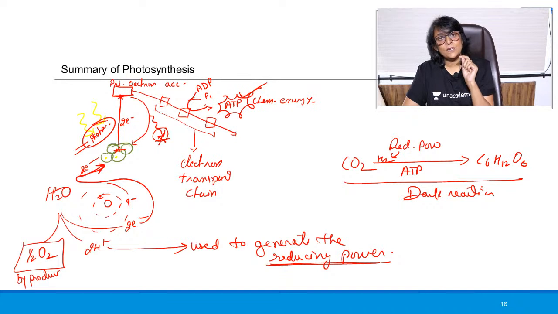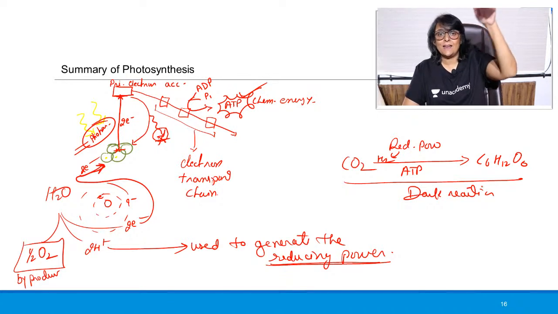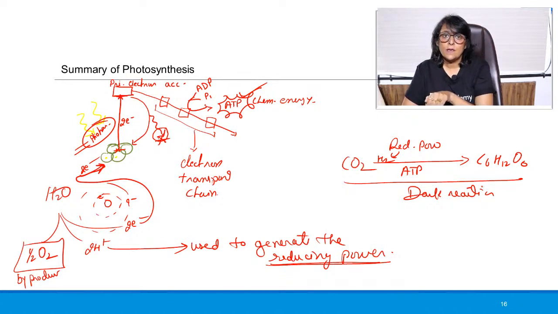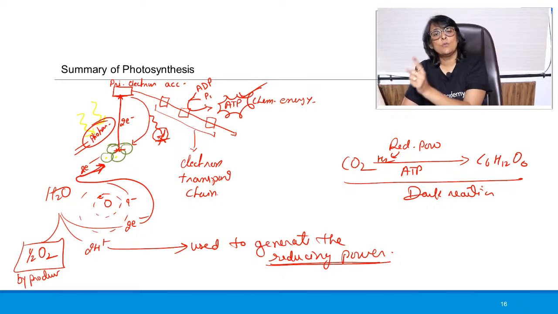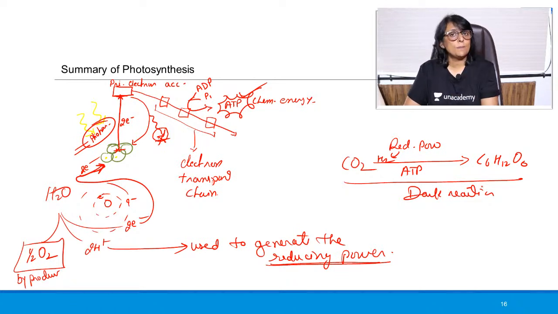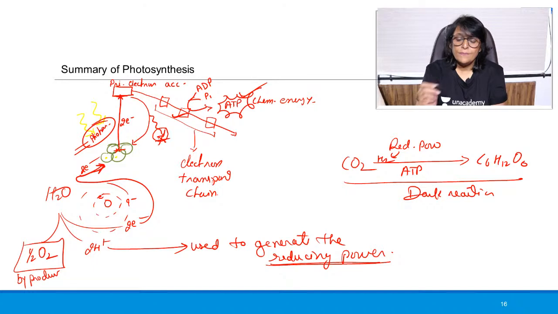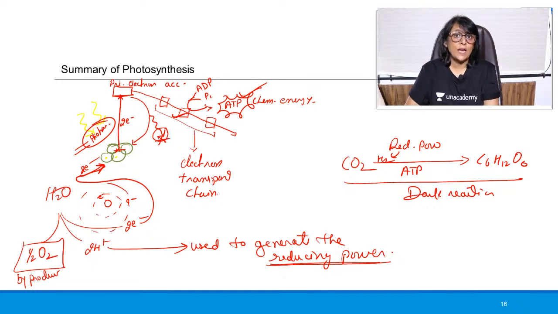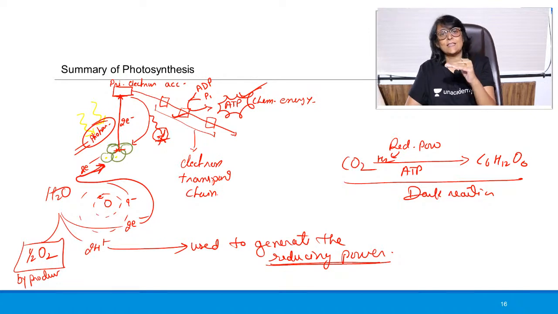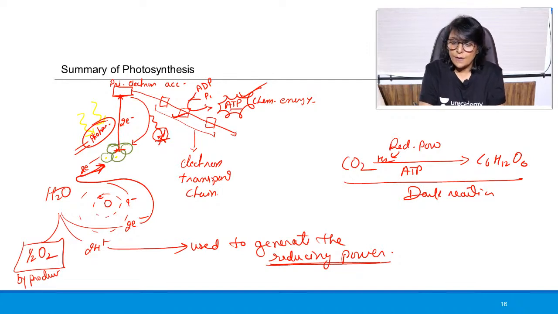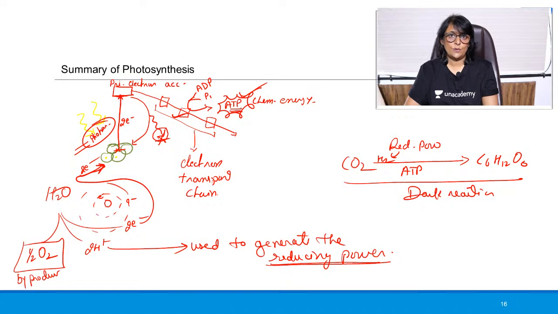Same thing is happening here. The electron from higher level is going to the lower level. If you don't use that energy to convert it into some other form, that energy will be lost. So to use it, plants have this electron transport chain where the energy is released in a stepwise manner so that that energy can be converted or used to generate ATP molecule.